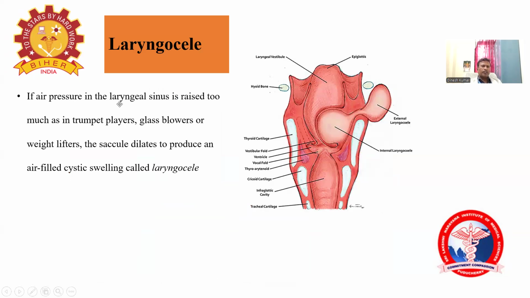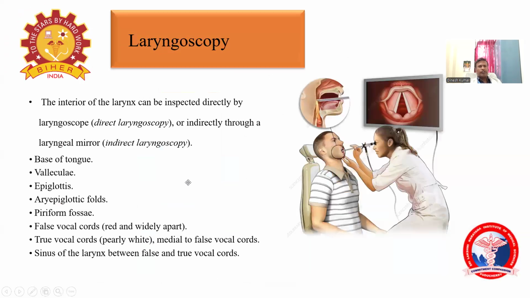Next is the laryngeal saccule. If the air pressure in the laryngeal sinus is raised in trumpet players, glass blowers, or weight lifters, the saccule dilates to produce air-filled cysts bulging the laryngeal wall.